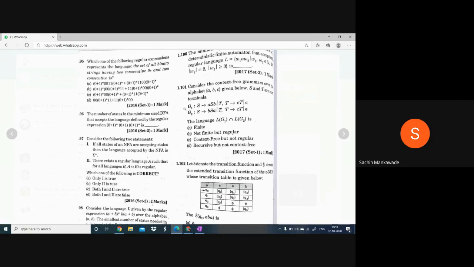Actually, here in 101, options C and D are context free but not regular, and in D, recursive. You don't know what is context free and recursive yet. So just leave C and D. Check only whether A and B are right or not. If A and B are not correct, then leave the answer, because you don't know C and D.